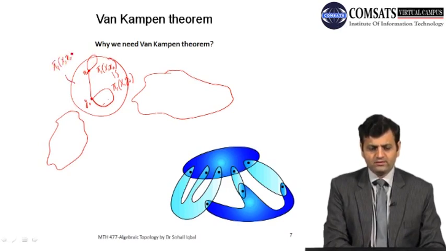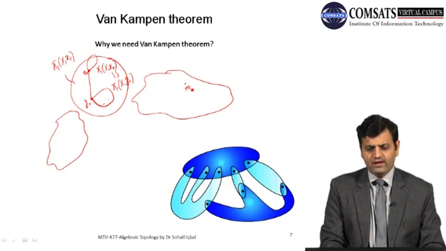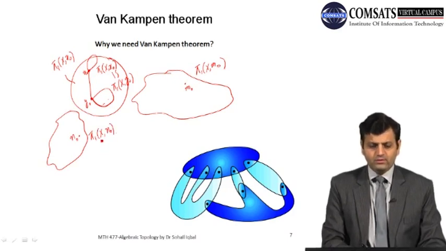So let's denote it by x naught. Similarly, if I have another path connected component with an element m naught, there will be a fundamental group of this component, pi 1 of X, m naught. Similarly, another element in another path connected component has its own fundamental group. Now the question is, what is the relation between the fundamental groups of these path connected components and the fundamental group of this space X? The answer to this question is given by Van Kampen's theorem.